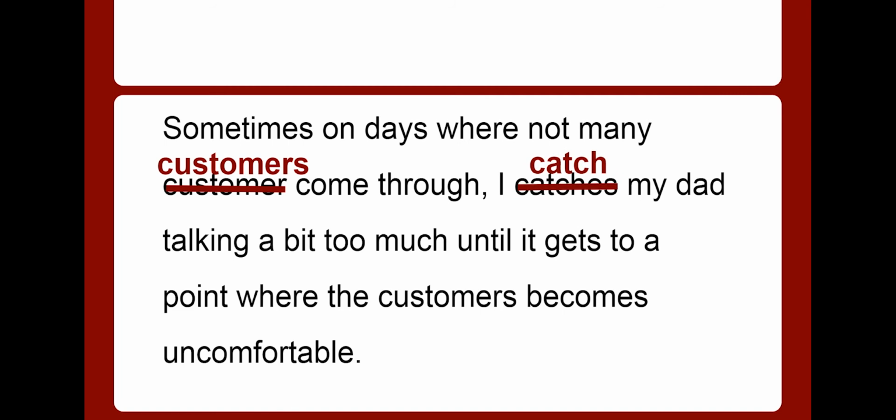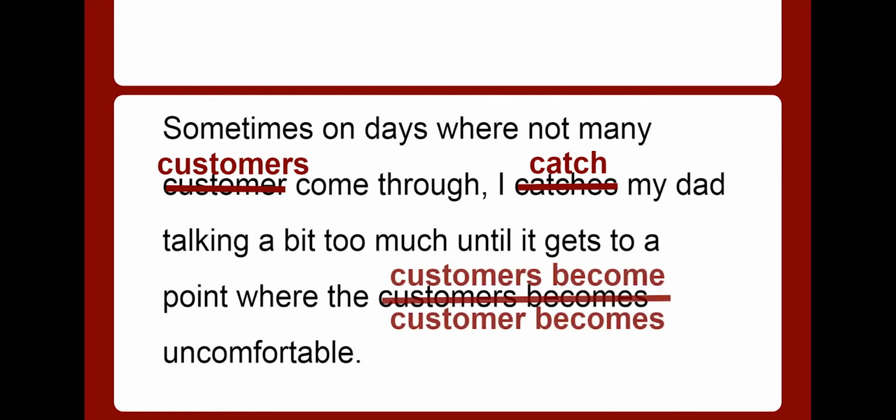And the last one, there are two fixes to the last one. Customers becomes is wrong. You could fix it either with customers become, if you're talking about it as a collective throughout the entire day, all of the customers having a similar behavior, that's fine. Or you could do customer becomes if the focus is on each individual customer one at a time. It does not matter in this case, but it must be one of those two. Customers becomes is definitely wrong.